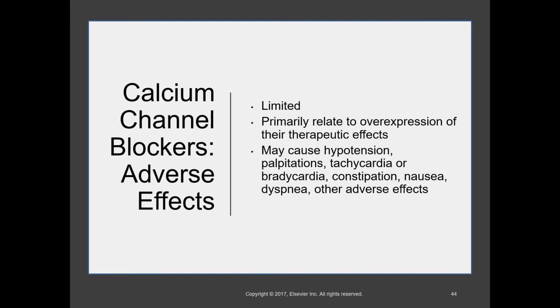Adverse effects, well, there's some limited use of it, and we'll go over that shortly. The primary adverse effect has to do with the overexpression of what we're trying to get in the first place. So if we're trying to lower their blood pressure or vasodilate, giving it to them is going to cause too much vasodilation perhaps, or too much of a lowering of blood pressure. That's what overexpression of their therapeutic effects means. And it can cause hypotension and reflex tachycardia, palpitations, bradycardia as well, constipation, nausea, dyspnea, other side effects. So take chocolate. Dark chocolate is nature's best calcium channel blocker. Yes, just don't consume it with too much sugar.